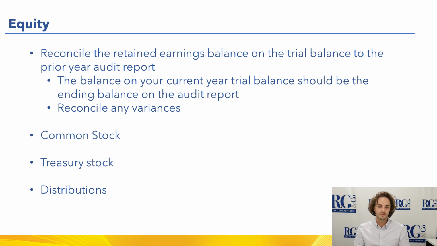Number one is there was a prior year adjusting entry booked by your auditor that was not booked in the accounting system.